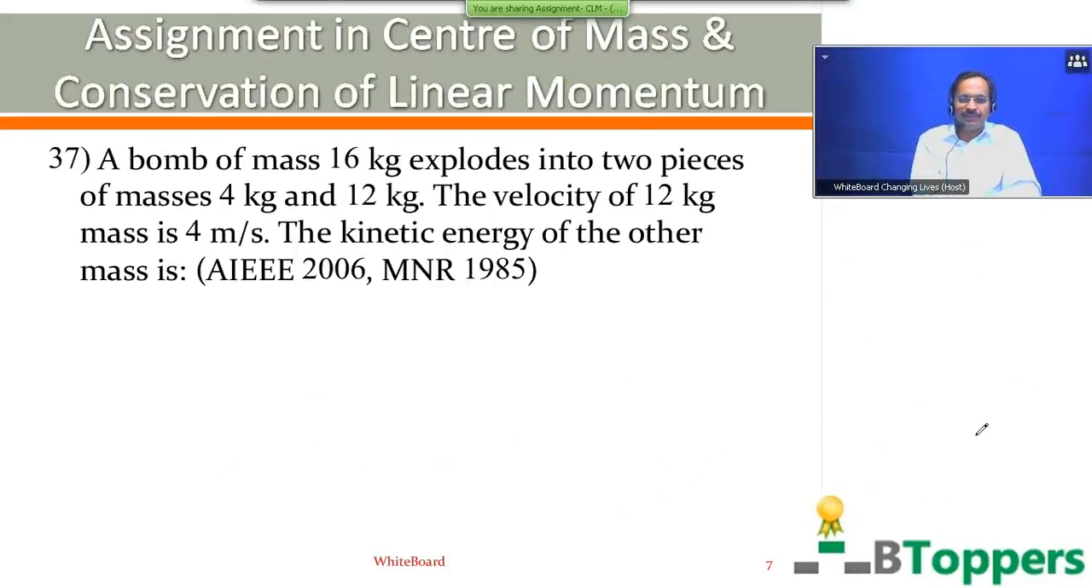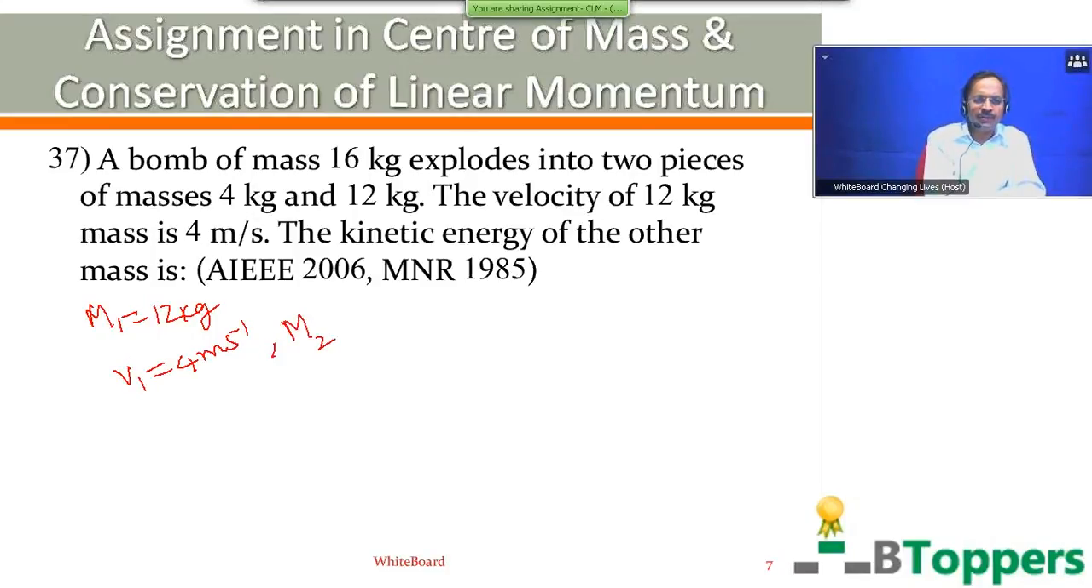See question number 37. A bomb of mass 16 kg explodes into two pieces of mass 4 kg and 12 kg. The velocity of the 12 kg mass is 4 meter per second. The kinetic energy of the other mass is? So the first mass m1 we write as 12 kg. The magnitude of velocity of the first mass just after explosion is 4 meter per second. The second mass m2 I write as 4 kg.